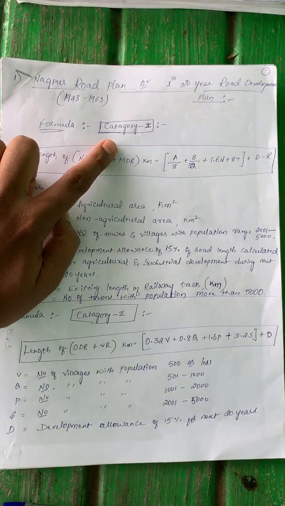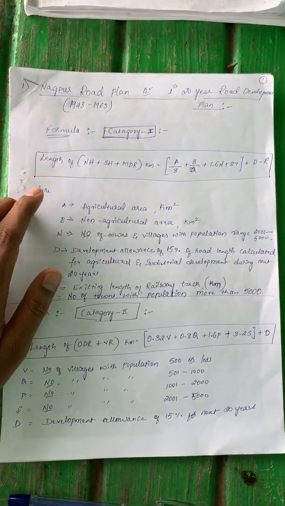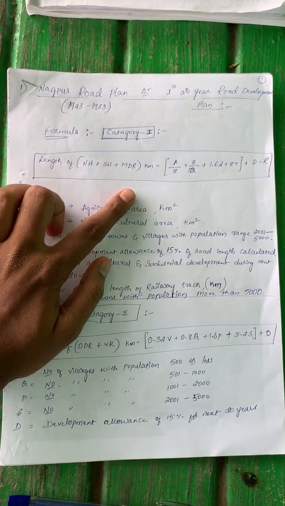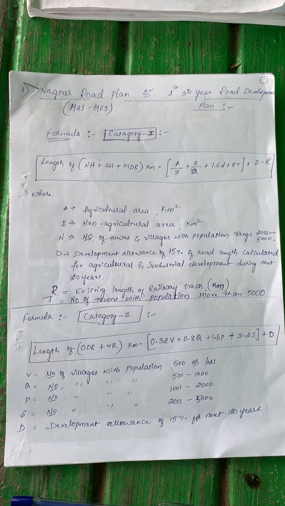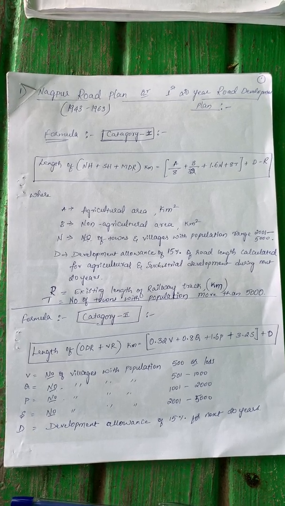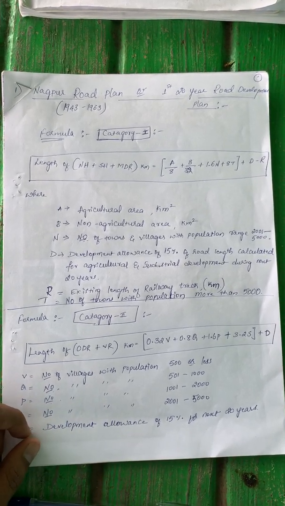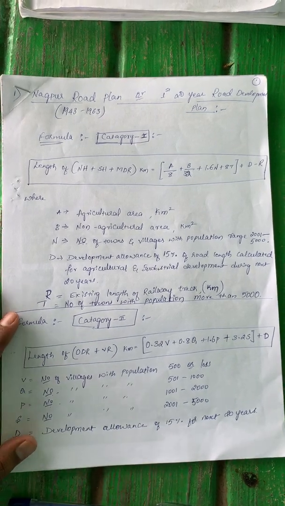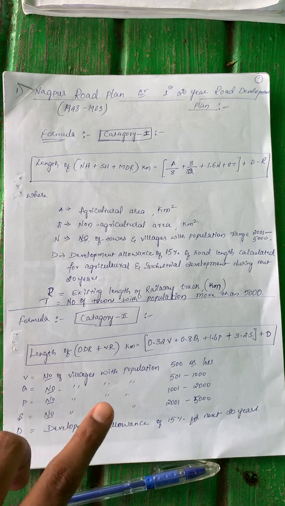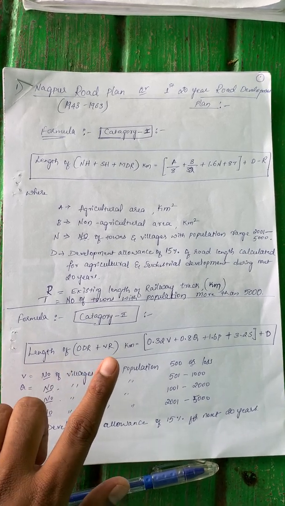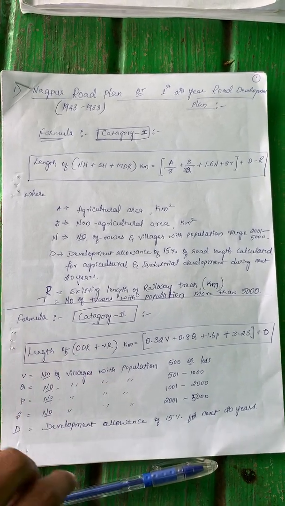The first category includes the surfaced roads, that is, national highway roads, state highway roads, and major district roads. The length of the state highways, national highways, and major district roads is to be calculated with the help of this formula. The second category is the calculation of other district roads and village roads. Both other district roads and village roads are considered unsurfaced roads.